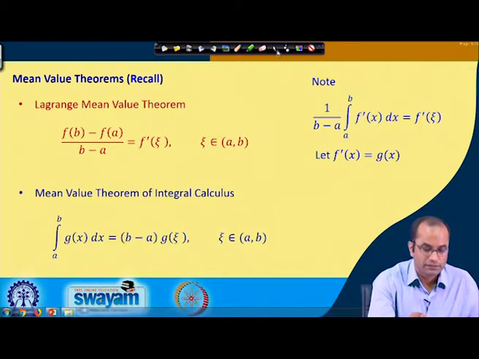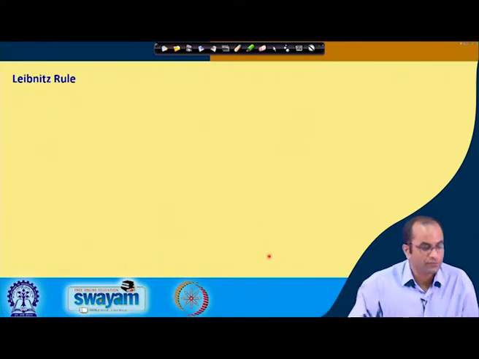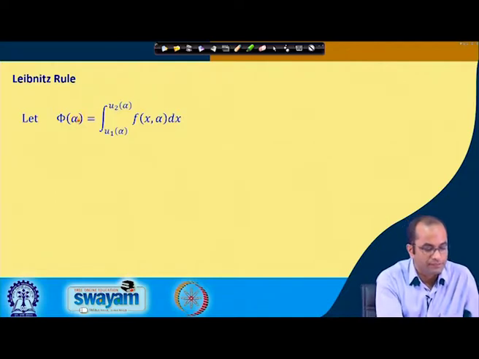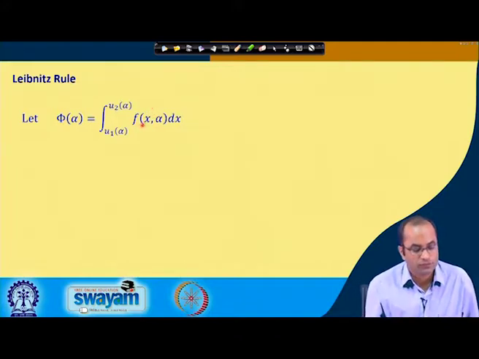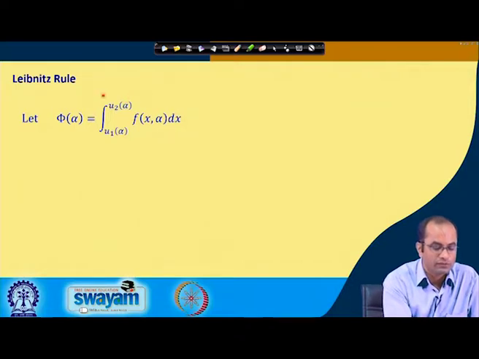With these two mean value theorems, we can now proceed to the Leibniz rule. This rule says that if we have the integral from u1(alpha) to u2(alpha), where these are the limits and could be some functions of alpha, and the integrand is a function of two variables, f(x, alpha) dx, then since we are integrating over x, this integral depends on alpha.